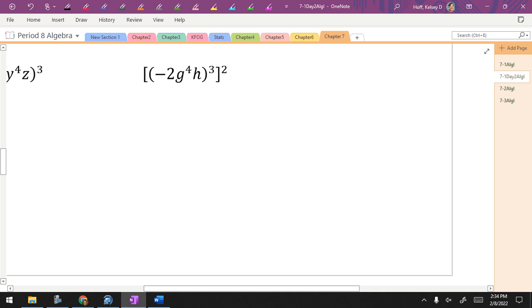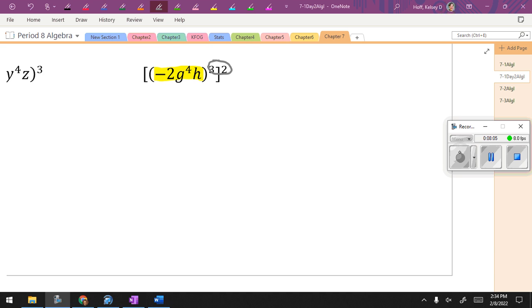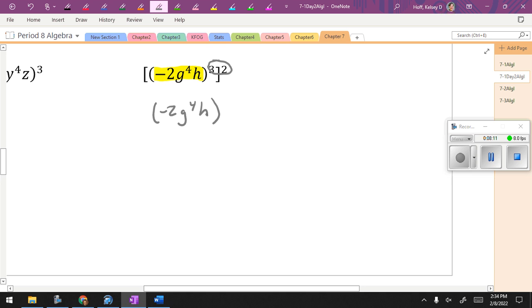We got a mess here, don't we? I think I should do this first. Jackson? That's exactly what I would do. Okay, I'm not going to touch the very inside here. I'm going to simplify this down to one exponent as much as I can. Okay, 3 times 2. So I'm going to keep negative 2g to the 4th h, and really it's going to be to the 3 times 2, or in other words, to the 6th power.